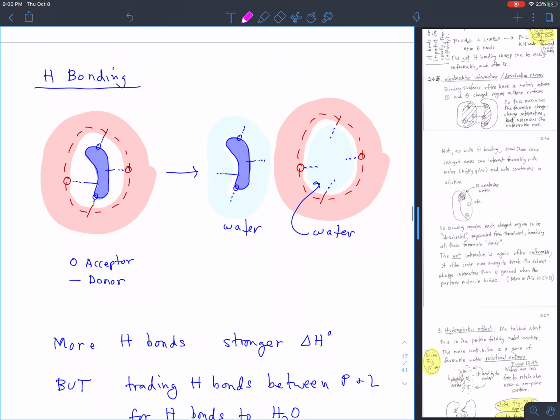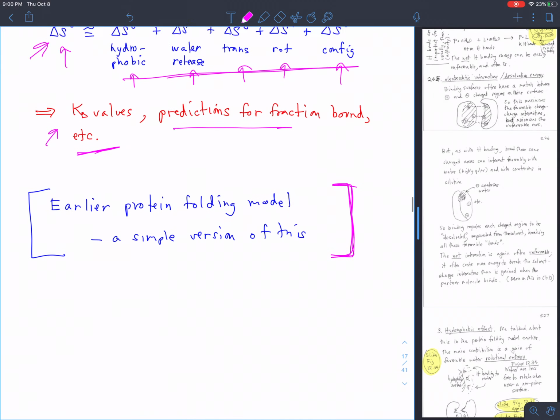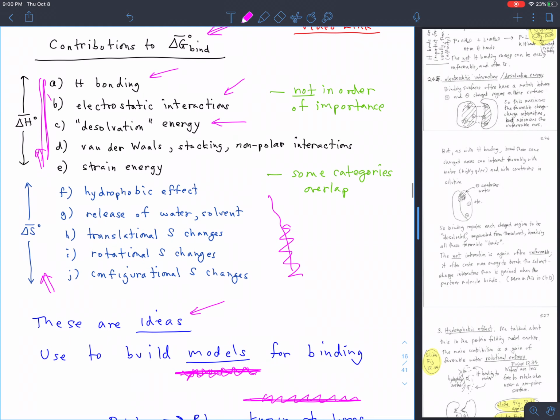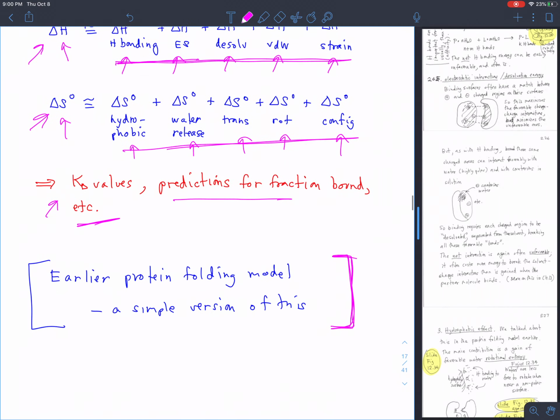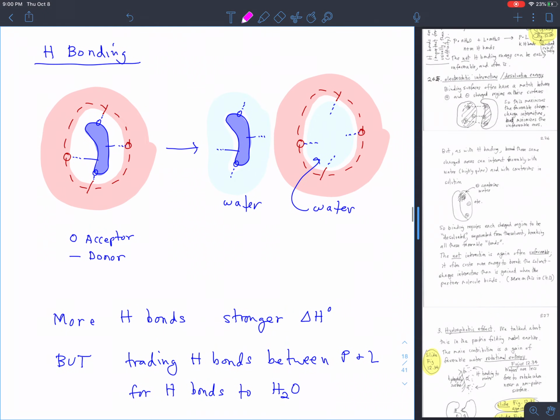All right, let's now talk about each of these contributions in turn. So I've got 5 delta H-ish contributions here. I'm going to look at each of those in turn. And the first one is hydrogen bonding. Everybody knows what hydrogen bonding is. It's an oxygen, nitrogen, or a fluorine sticking to a loose hydrogen that is also bonded to an oxygen, a nitrogen, or a fluorine. There are acceptors, those are things like the oxygen, the nitrogen, or the fluorine, and there are donors. Those are the hydrogens attached to the oxygen, nitrogen, or fluorine.